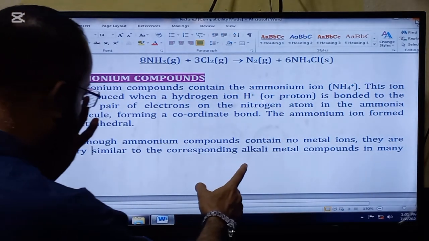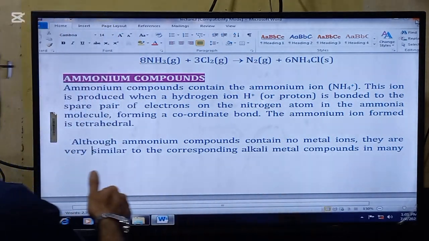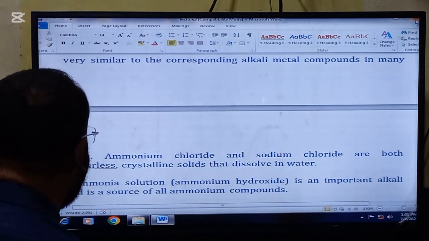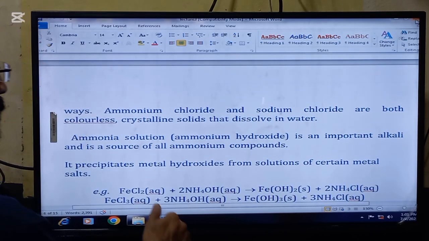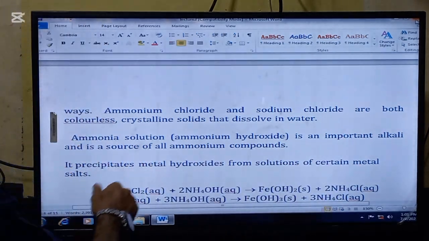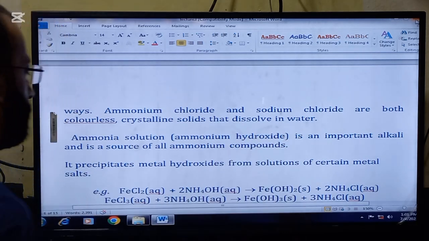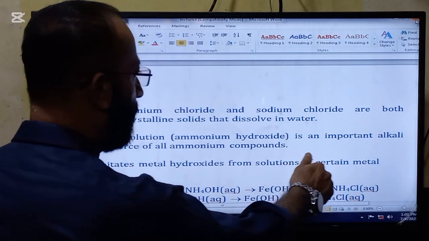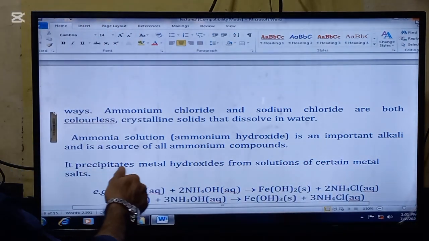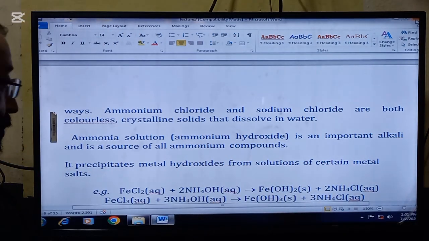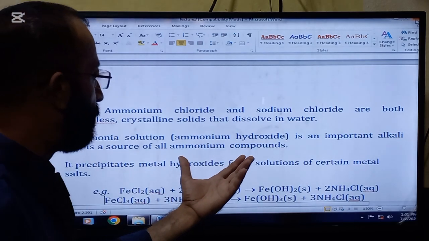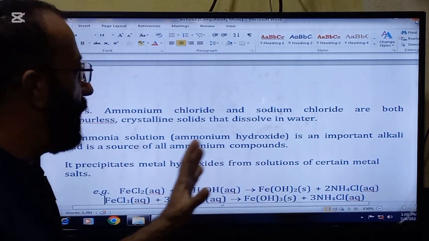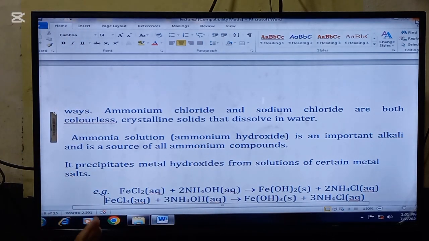So the ammonium ion will be produced. Although ammonium compounds contain no metal ions, they are very similar to the corresponding alkali metal compounds in many ways. Ammonium chloride and sodium chloride are both colorless crystalline solids that dissolve in water. Ammonia solution, ammonium hydroxide, is an important alkali and is a source of all ammonium compounds. So whenever we are going to form ammonium compounds, ammonium hydroxide is a very important reactant.